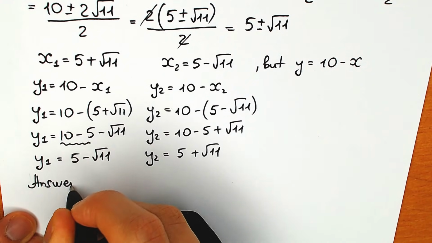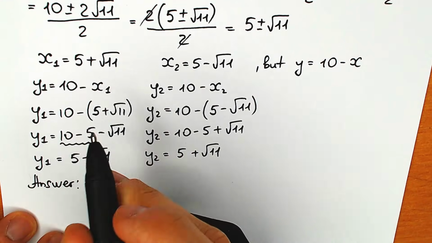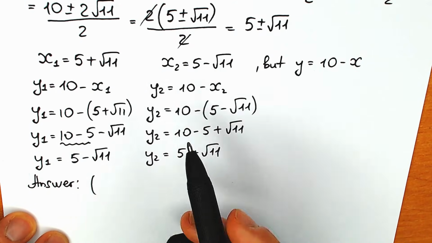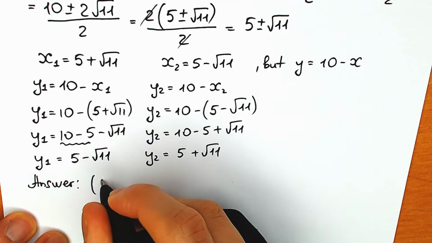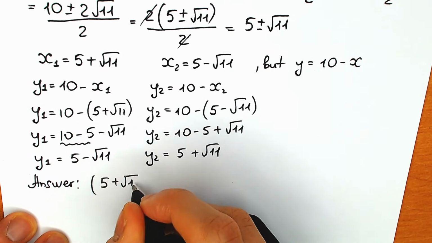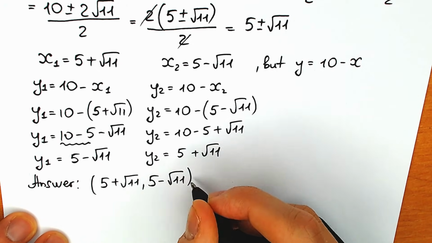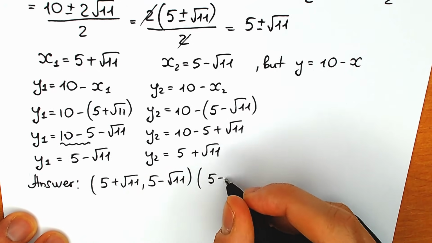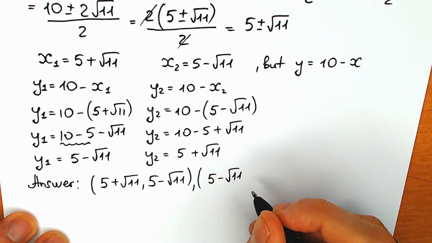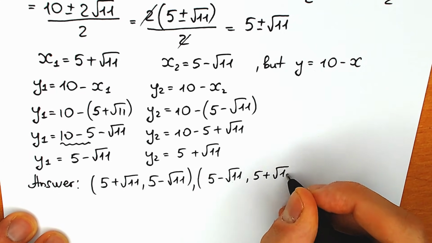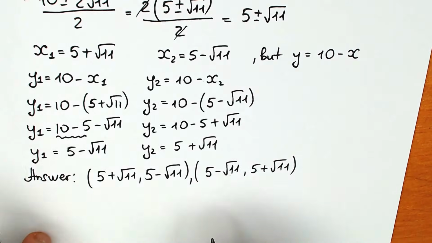Let's group everything. So we have pairs x first, y first, x second, y second. So 5 plus square root of 11, this is our x first, and 5 minus square root of 11. And second parenthesis, 5 minus square root of 11, this is our second pair, and 5 plus square root of 11. So we have two pairs, and right now let's check it.